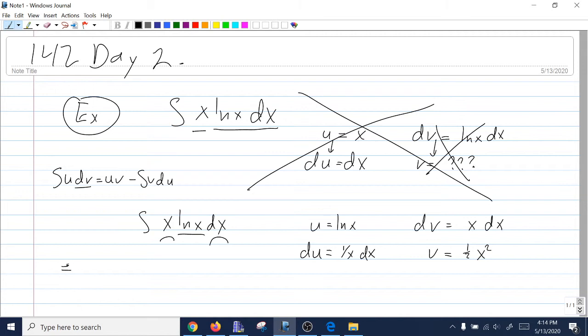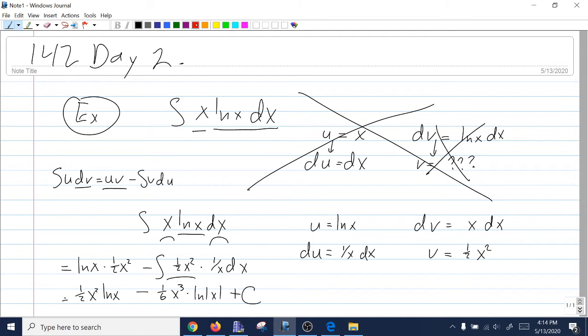So the integral by parts formula says this integral equals uv, that's natural log x times 1/2 x squared, minus the integral of v du. V du is half x squared times 1 over x dx. A lot of people will go from this to 1/2 x squared natural log x minus, and they get excited because they know the integral of each piece. The integral of half x squared is 1/6 x cubed, times the integral of 1 over x, which is natural log absolute value x. And this is wrong.